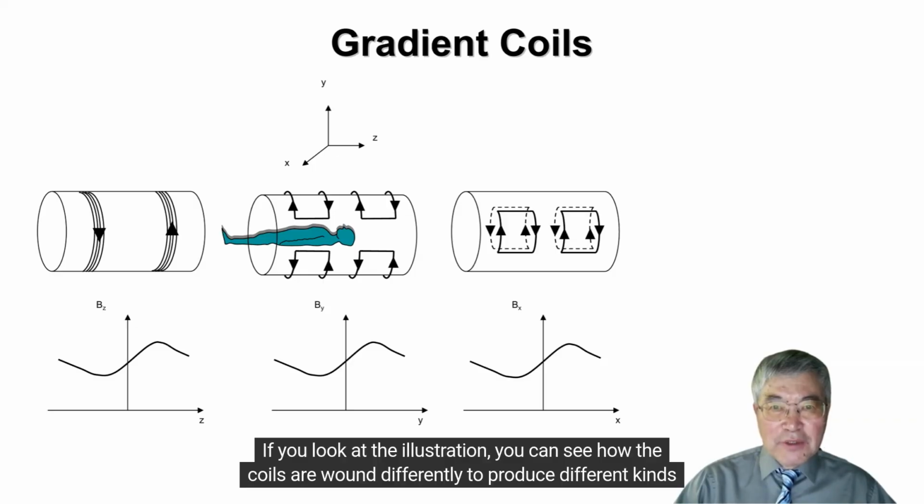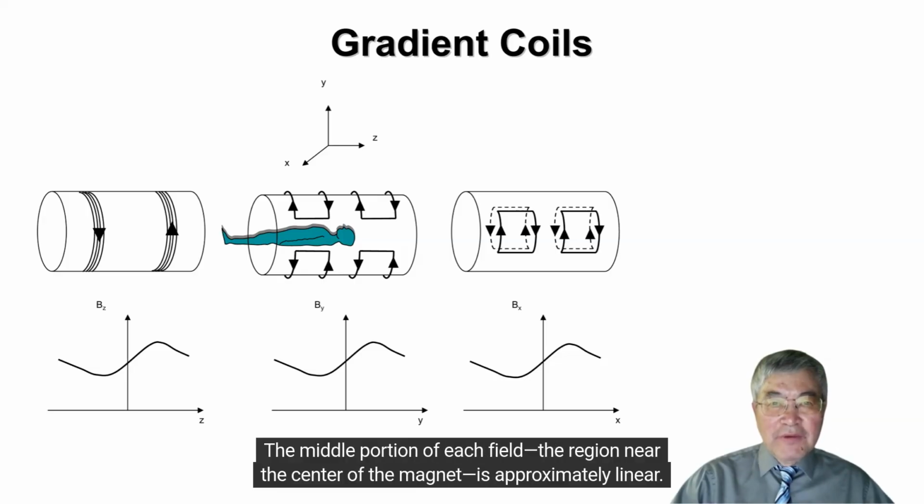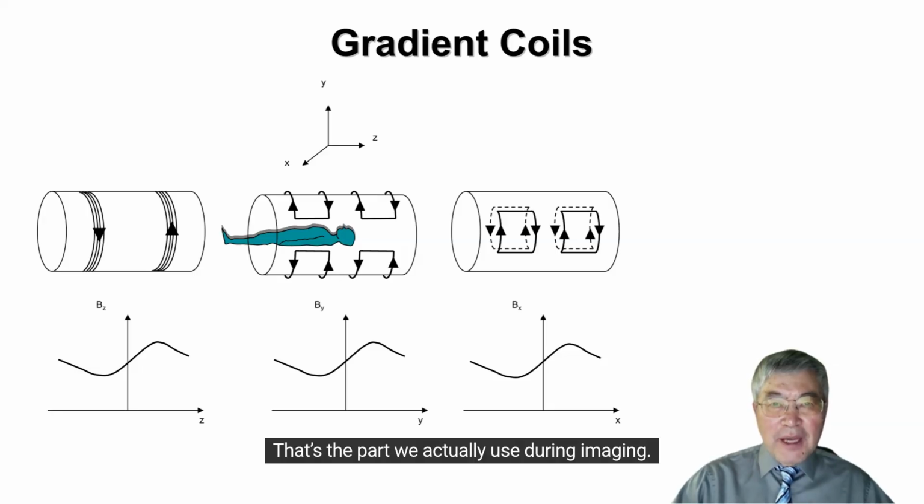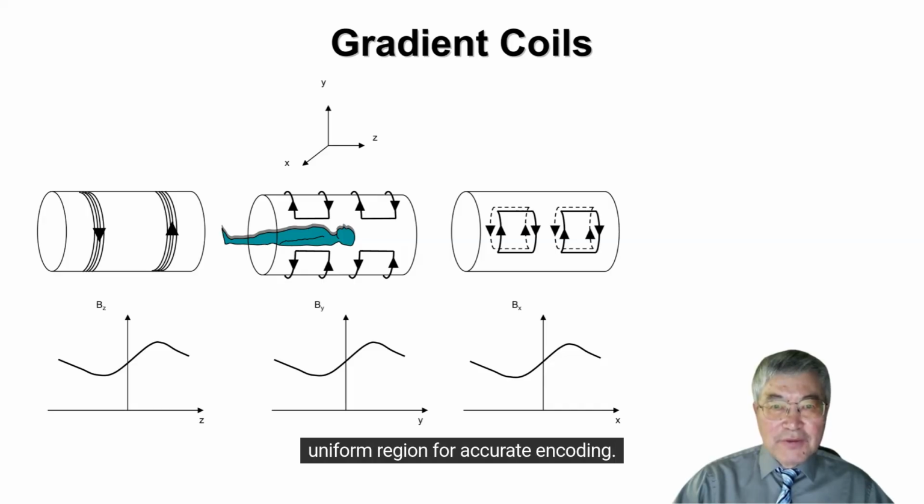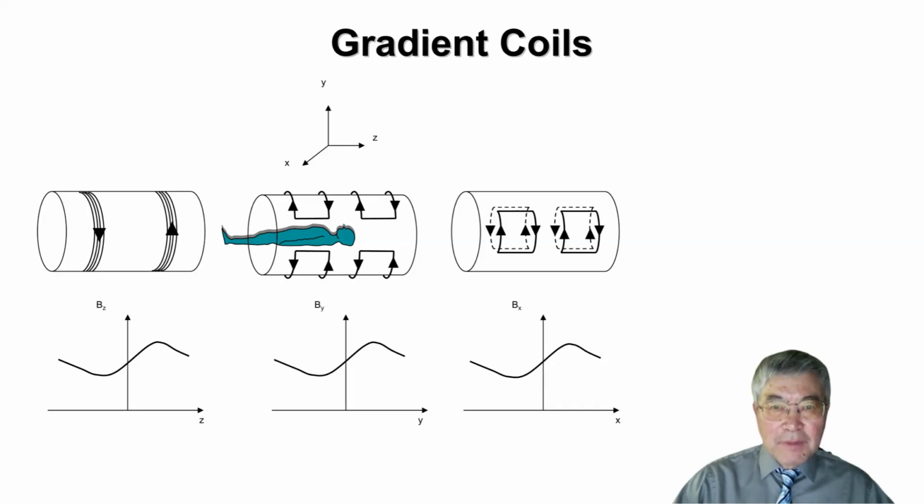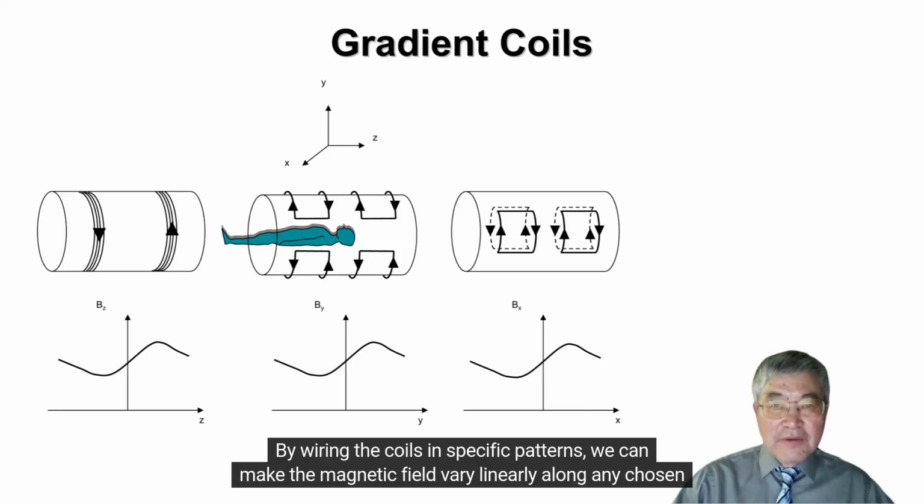If you look at the illustration, you can see how the coils are wound differently to produce different kinds of gradients. The middle portion of each field, the region near the center of the magnet, is approximately linear. That's the part we actually use during imaging. Outside the center, the field is not perfectly linear, but that's okay, because we only rely on this central, uniform region for accurate encoding. By wiring the coils in specific patterns, we can make the magnetic field vary linearly along any chosen direction.